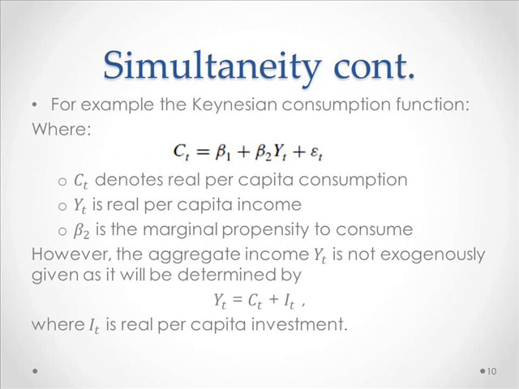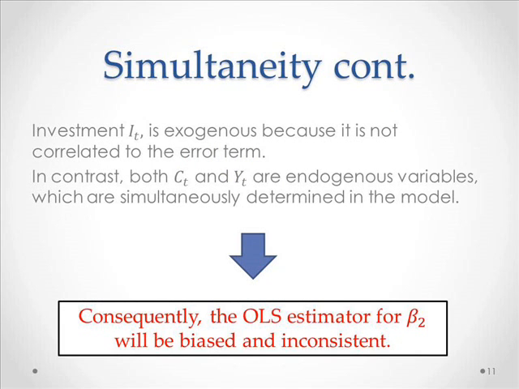For example, let's have the Keynesian consumption function, where C_t denotes a country's real per capita consumption and Y_t is real per capita income. We want to interpret the coefficient β2 as the marginal propensity to consume. However, the aggregate income is not exogenously given, as it will be determined by the following formula, where I_t is real per capita investment. Investment is exogenous because it is not correlated to the error term. In contrast, both consumption and income are endogenous variables, which are simultaneously determined in the model. Consequently, the OLS estimator for beta 2 will be biased and inconsistent.